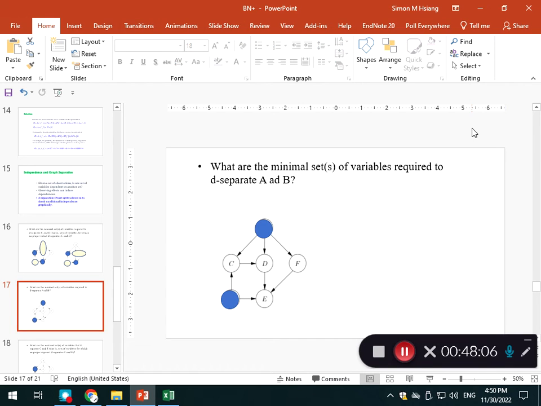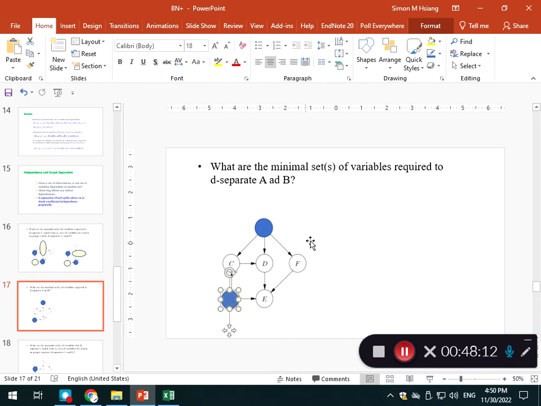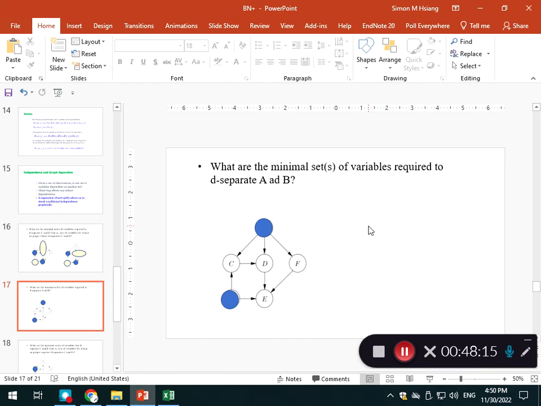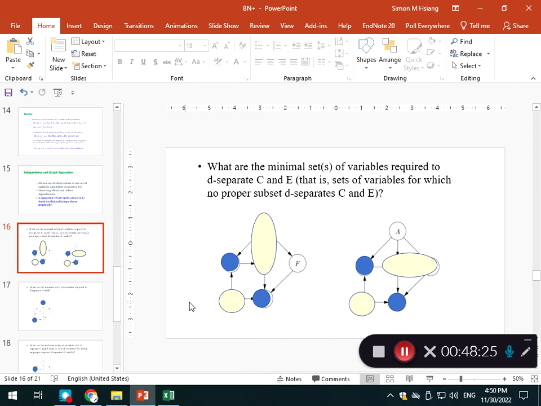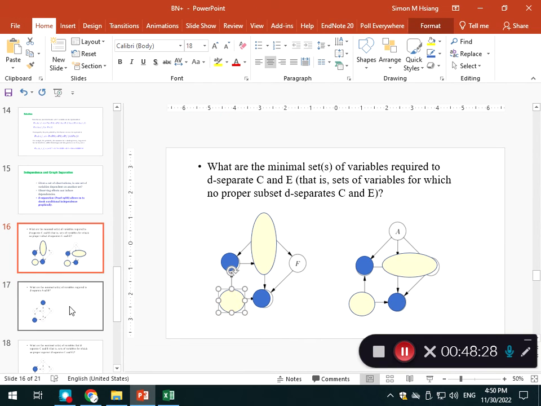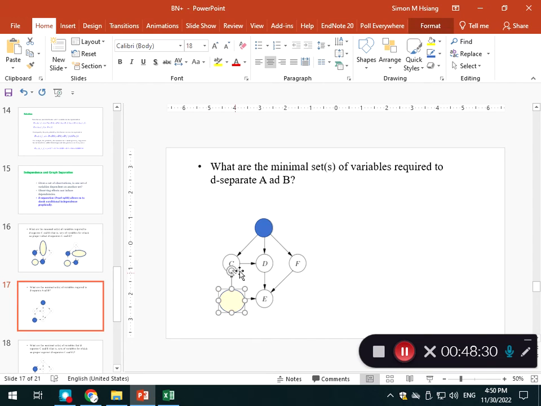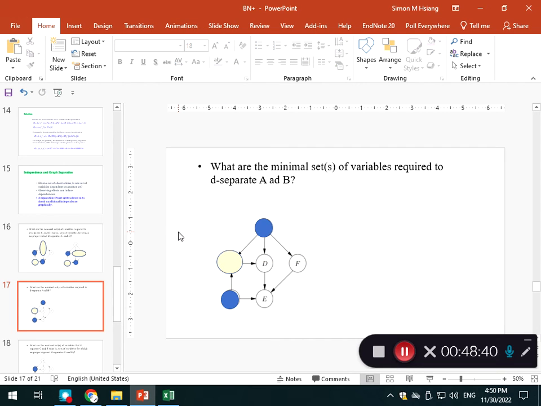And what is the example here? Minimum set for A and B. Here's A and here's B. Okay? Now, for this example, who wants to volunteer? If I only block C, here, let me do it. If I only block C, can the 2 blue dots still share information?